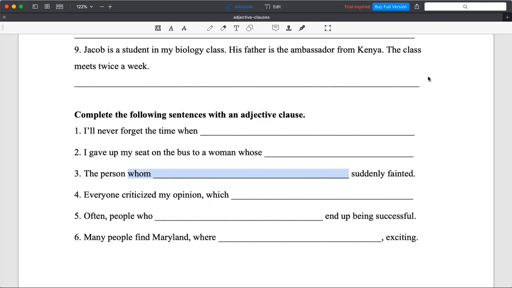Number two, I gave up my seat. Fiona, good work. Then again, I gave up my seat to a woman who was pregnant on the bus.